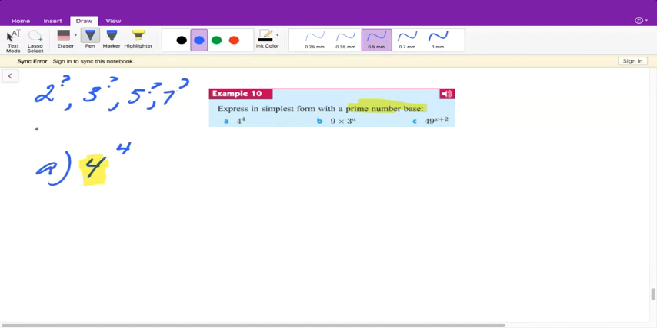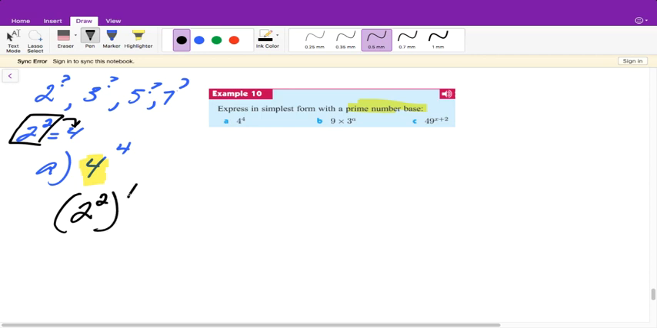So we're looking to see if we can rewrite any of these as a prime number base. And yes, we know that 2 squared is equal to 4. Since 2 squared is equal to 4, I can substitute 2 squared wherever I see 4. So this can be rewritten as 2 squared being raised to the 4th power. Now we can simplify because we have a power to a power. A power to a power, we multiply, so it becomes 2 to the 8th power. So 4 to the 4th power is the exact same value as 2 to the 8th.